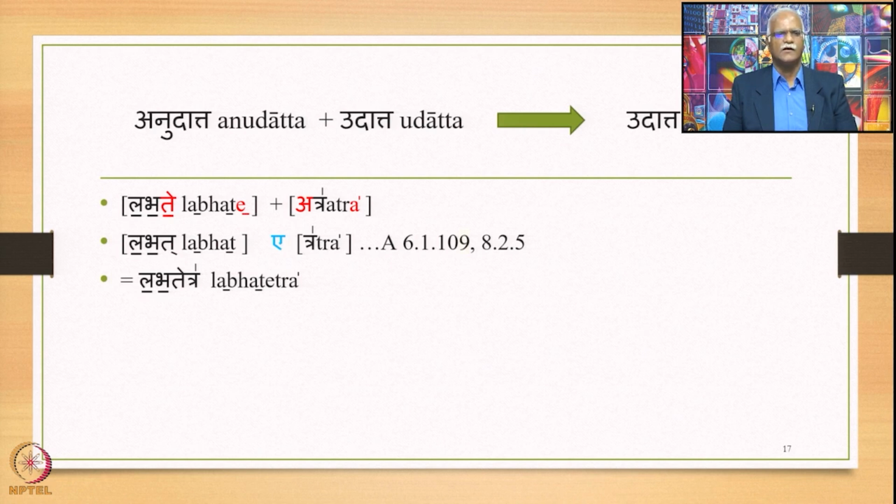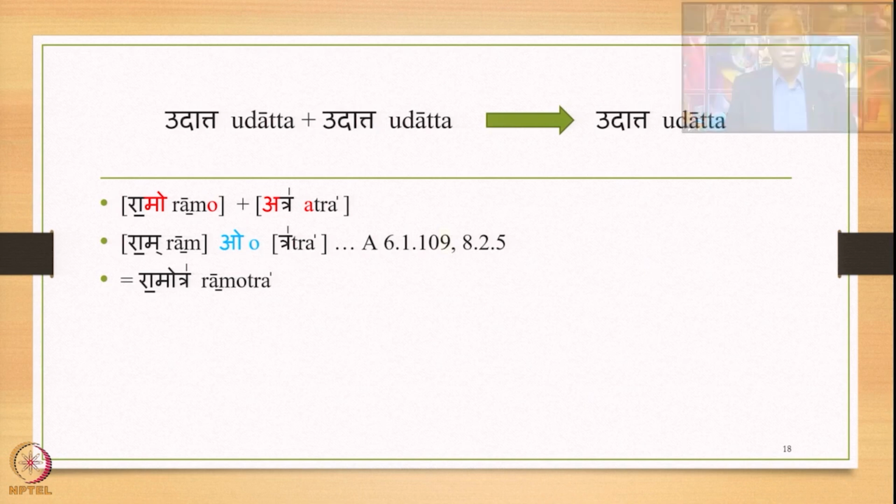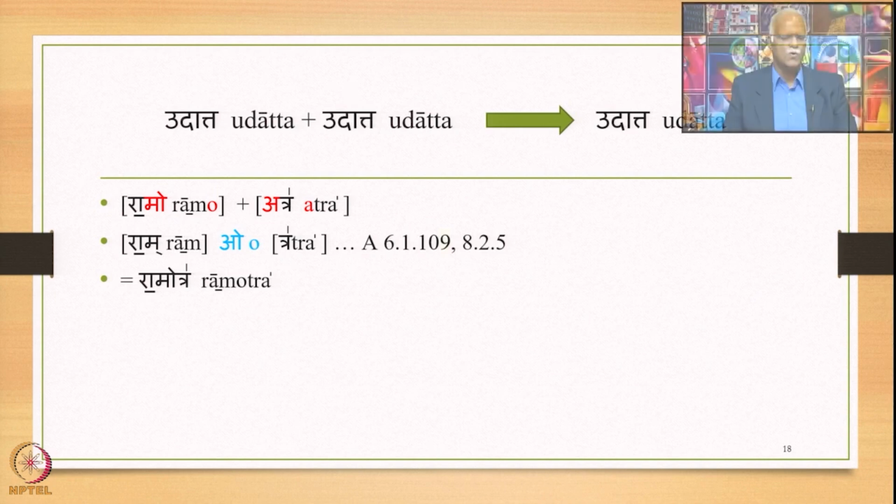Ekadesha udattena udattah. Finally, we have udatta plus udatta as input and udatta as the output. So we have Ramo plus atra, in which o is udatta and a of atra is udatta. So here there are two udattas, o and a. Now 61109 applies and replaces o and a by purva, that is o, and so we have Ramo tra, and so this o now will inherit the features of both the udatta vowels.